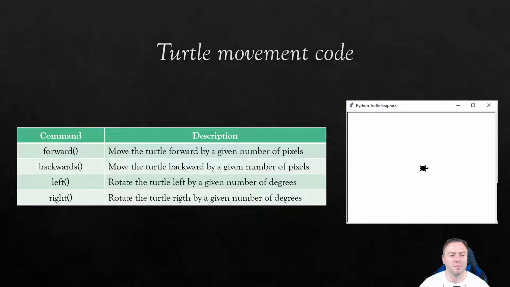So the turtle can either move forward, backwards, left, or right. When we say forward, it's basically going to move the turtle a certain amount of pixels forward in whatever direction that it's currently pointed at. If we say backwards, it will go back in that direction. If we turn left, it will then turn left a certain amount of degrees. And if we say right, it will turn right a certain amount of degrees.